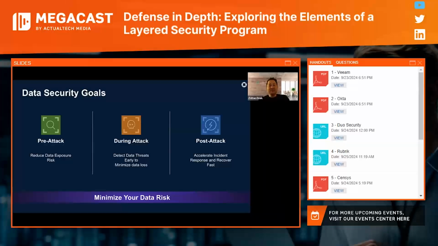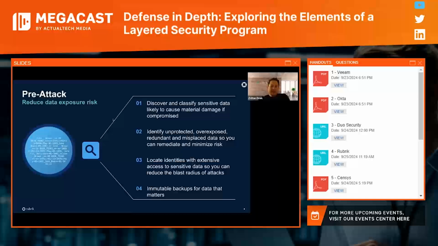So this is going deeper into our defense in depth, focusing on the data itself instead of the infrastructure. So let's drill into each of these things a bit. Let's start with before an attack.